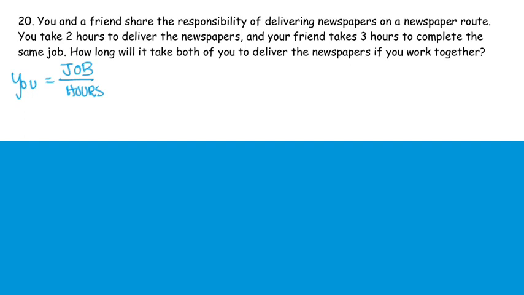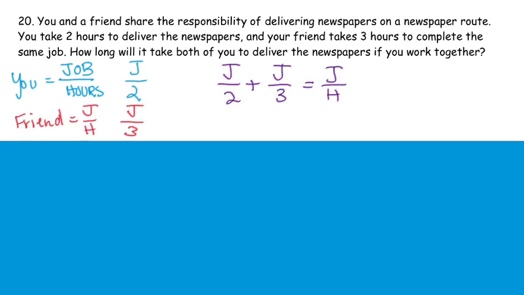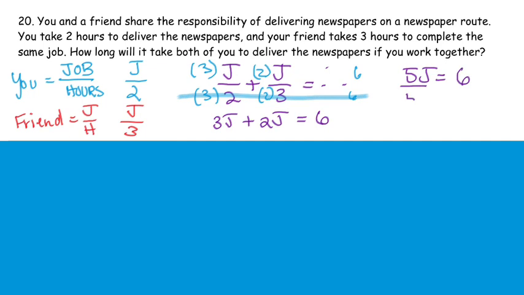So, number 20, you and a friend share responsibilities of delivering newspapers. Again, we have jobs over hours, right? And your job takes you 2 hours, and your friend, it takes them 3 hours, right? We want to know how long would it take if you guys got to work together, right? With this job over hours, we want to go ahead and get a common denominator. So we can go ahead and just kind of get rid of that. Okay. And when I do that, now my denominator is all 6. So I can just look at the top terms. So I have 3j plus 2j equals 6.